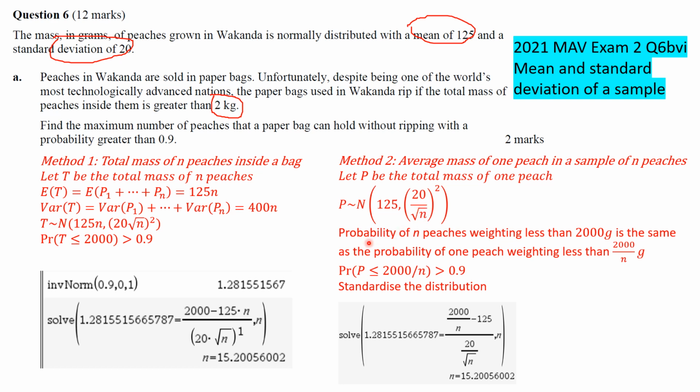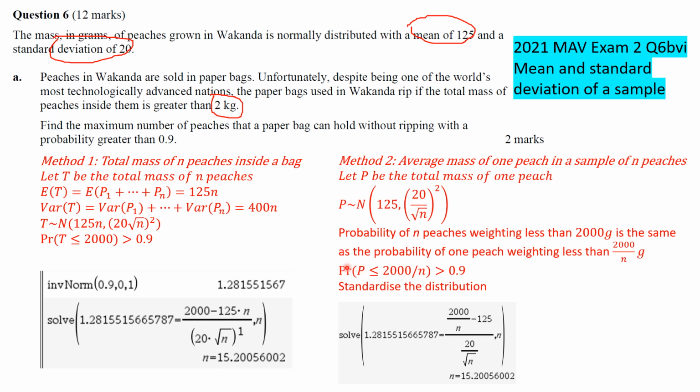To work out the probability, because the total mass is 2000, but in this case you only got one peach, what you want to do is take that total mass divided by n. So these two probabilities are equivalent. It's just a different way of solving the question.